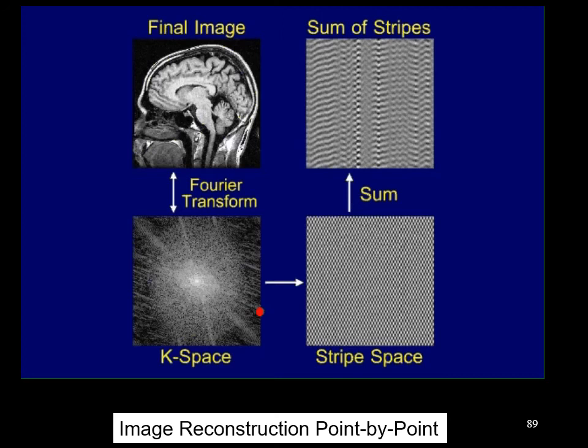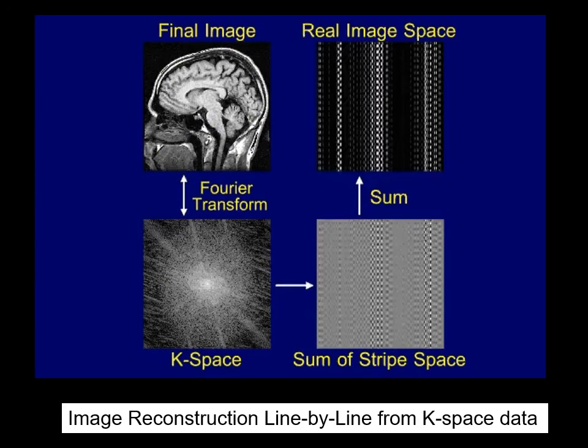Continuing with this process, one point at a time, would take a very long period of time. So in the next animation, I'm going to do the same exercise, reconstructing the data one line at a time. The layout of images on this animation is exactly the same as on the previous slide. However, the reconstruction will be done a full line at a time, starting at the bottom of K-space.